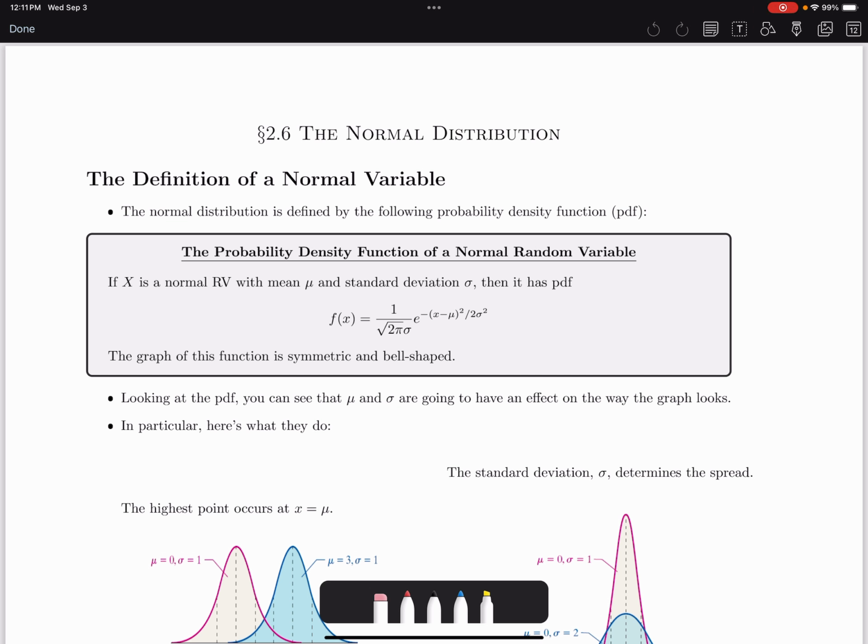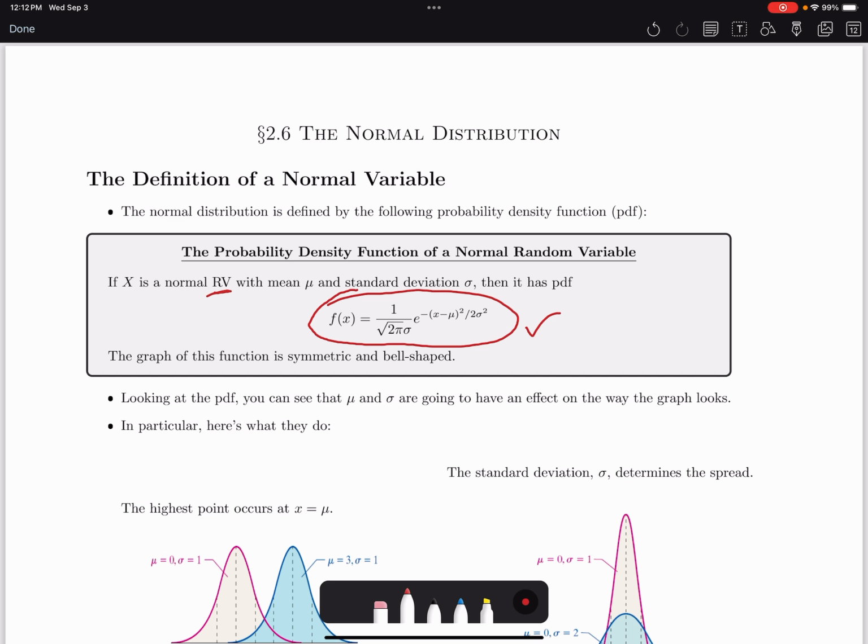It's kind of hard to give a strict definition for the normal random variable without talking about this really nasty function right here, because this is how a normal variable is defined. So if X is a normal random variable, that's what RV stands for, random variable, and we'll talk in more detail about random variables in the next section, just kind of generally, but if X is a normal random variable with mean mu and standard deviation sigma, then this is its PDF.